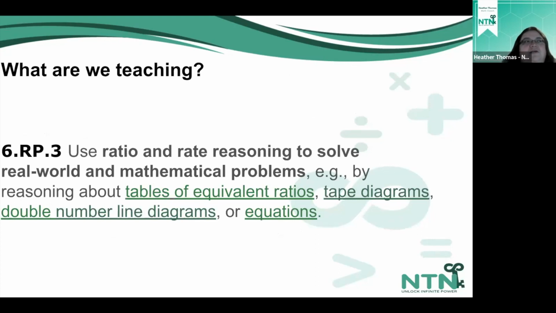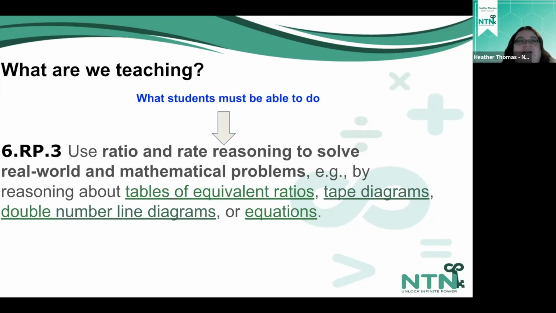So as we look at this particular standard, there's 2 things we need to think about. The first thing we think about is, what is it that we want students to be able to do? And in this particular standard, we really want them to use the ratio and rate reasoning to solve real-world and mathematical problems. So as we're assessing, that's where we want to hang our hats and make sure that our assessment questions are aligned to that.